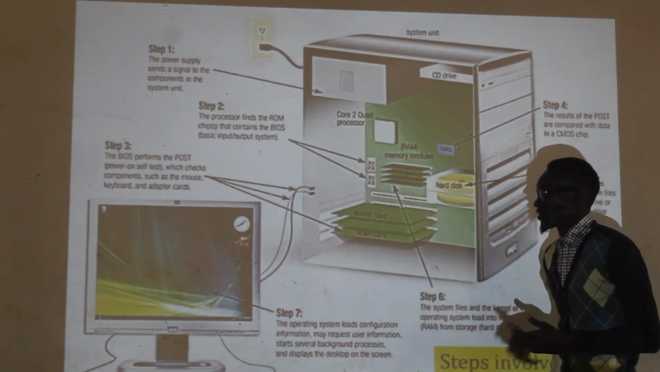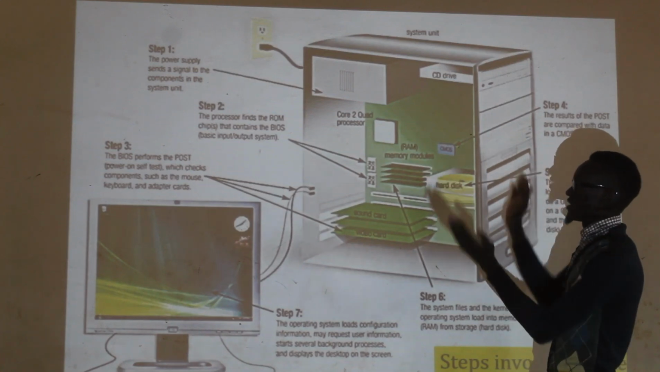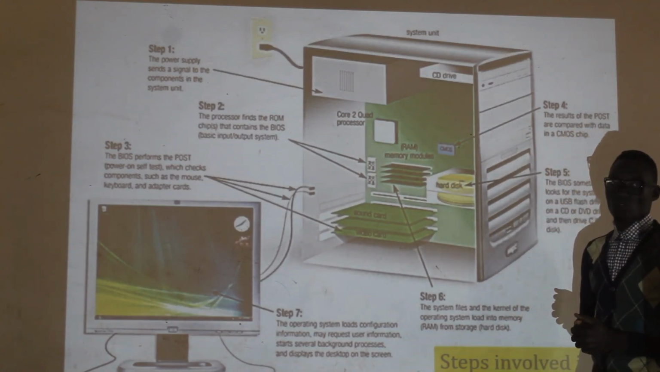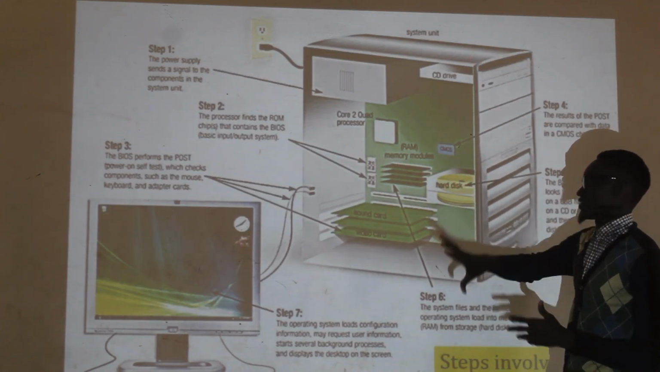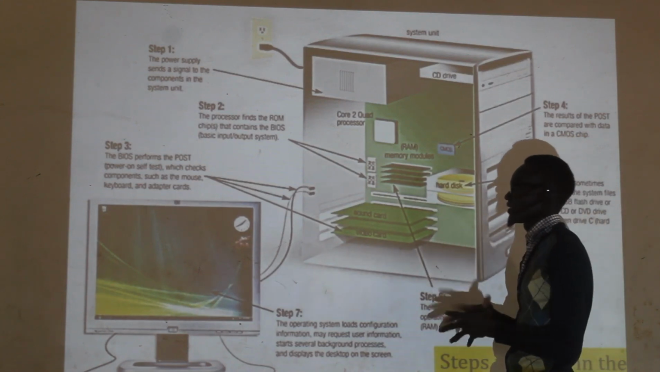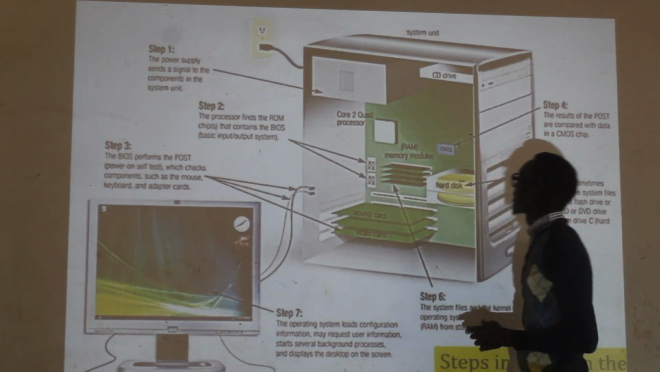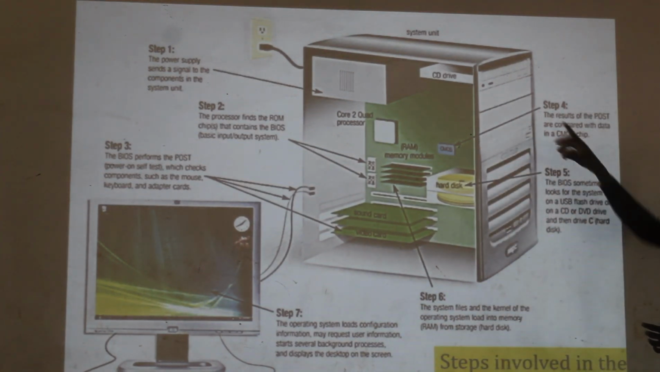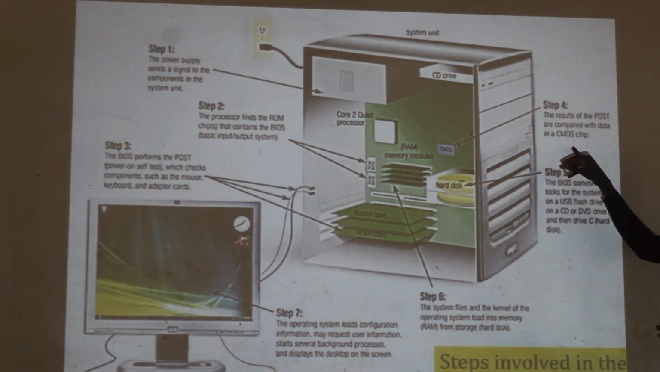That's where we are going to see a screen. We are going to look at the screen in the next slide. It shows you information about the particular hardware component that is missing or not connected well, things like that. When that step is done, we have step number 4. The results of the power on self-test are then compared with the ones in the CMOS chip.